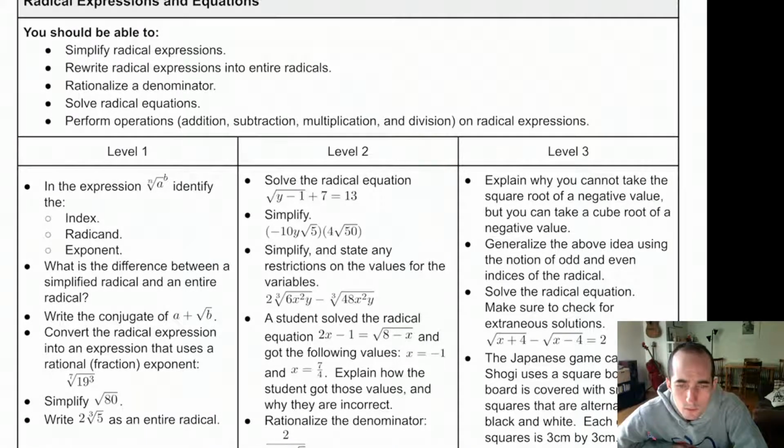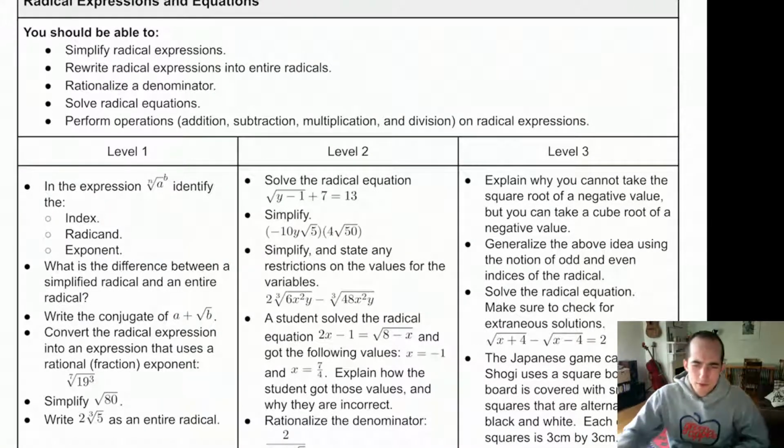The topics here would be to simplify radical expressions, to rewrite radical expressions into entire radicals, to rationalize a denominator, to solve radical equations, and to perform operations on radical expressions. So just being able to add, subtract, multiply, and divide.